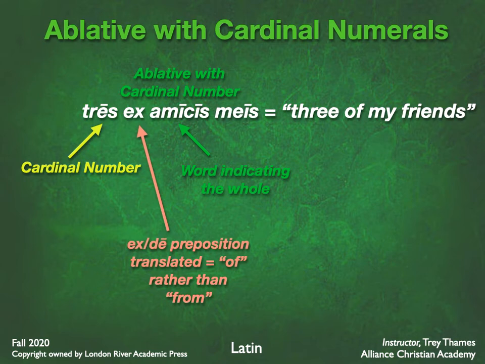Amicis is the ablative word. It's the whole. It's all of your friends, but it's not all of your friends. It's three of them. It's a piece of the pie. It's a portion of the pie. This is a portion of the group of friends.